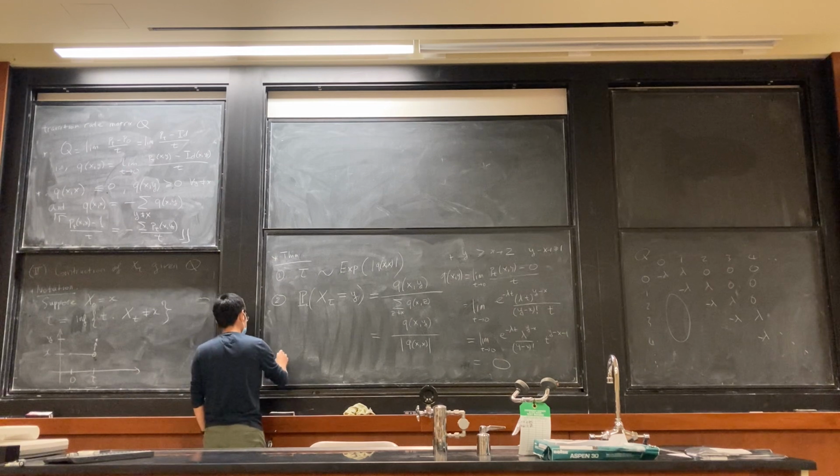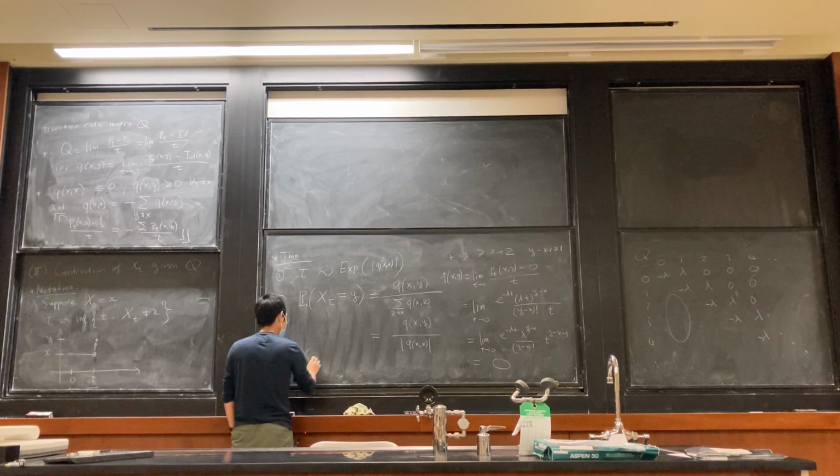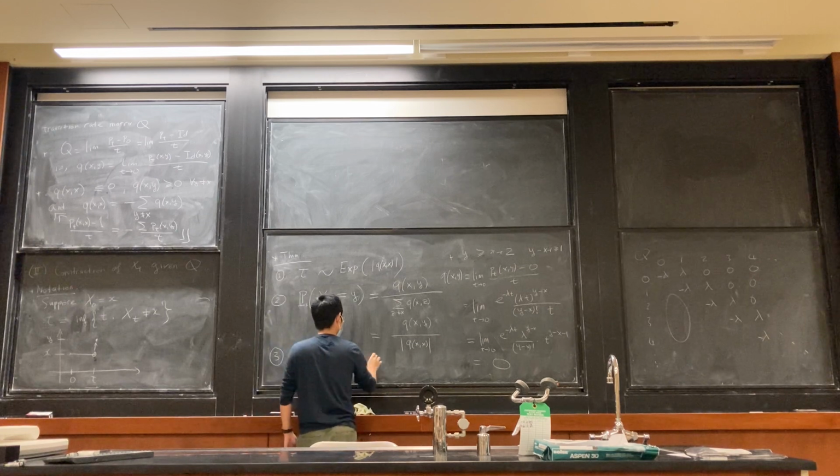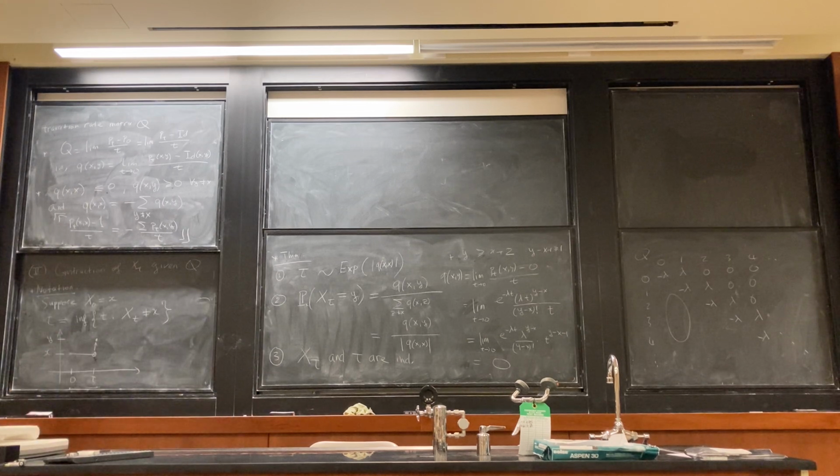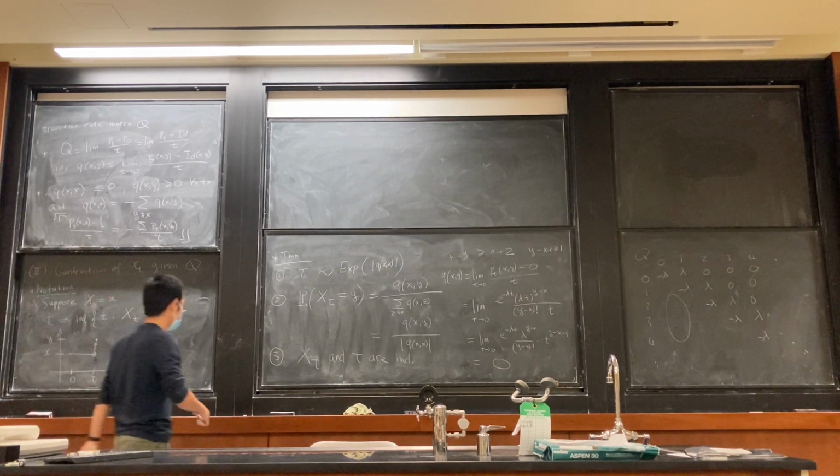And the third thing, which is also remarkable, is that X_tau and tau are independent. So the location that I jump to doesn't depend on the waiting time at the location. The theorems here are actually advanced. I'm not able to find an elementary proof, so let's just take it for granted.